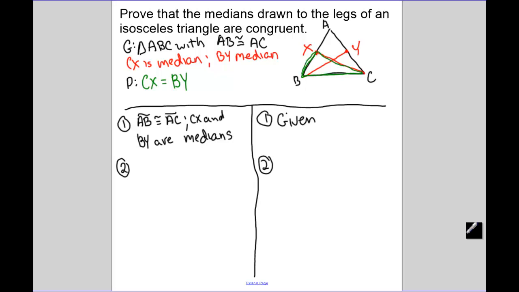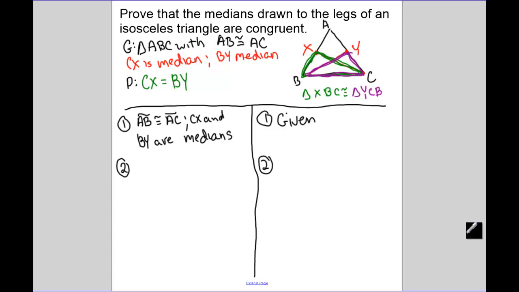If I could prove triangle XBC congruent to triangle YCB, if I could prove those two bottom triangles congruent, I would have corresponding pieces. So triangle YCB. So that's where I'm going to try and get to.